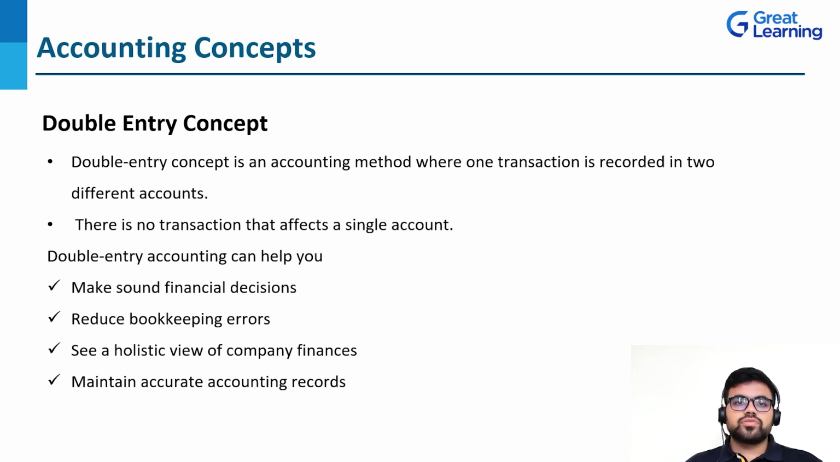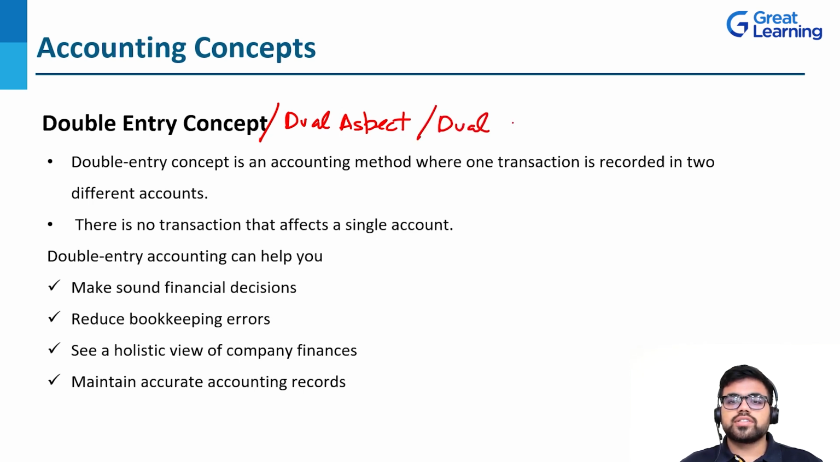So the next type of accounting concept is called the double entry concept. This is the most important type of concept in the accounting world. It has many other names, like it is also called the dual aspect concept, or dual transaction concept.